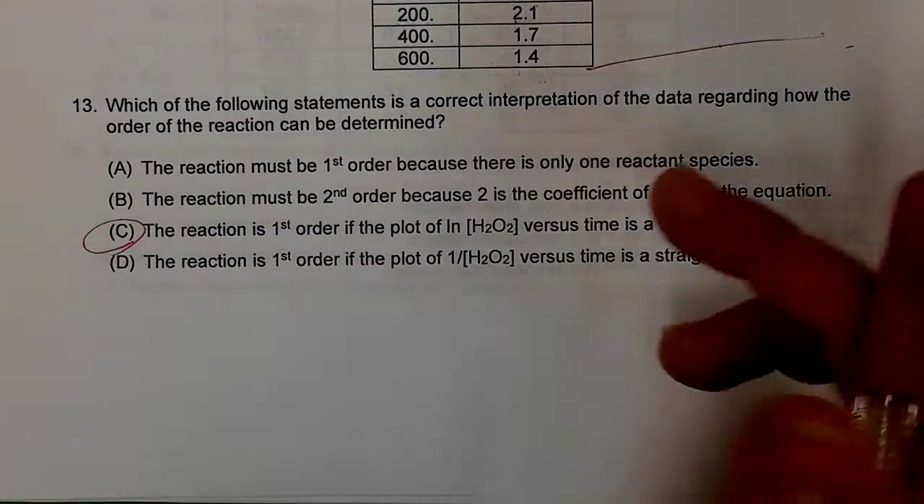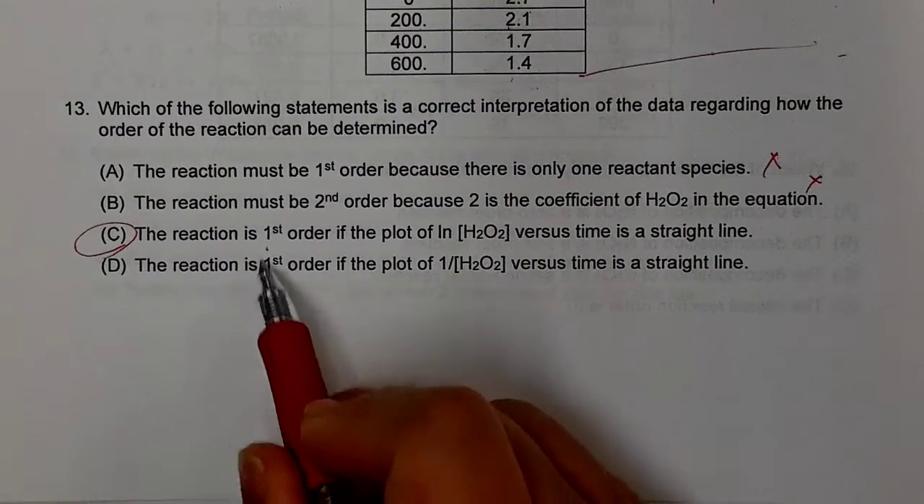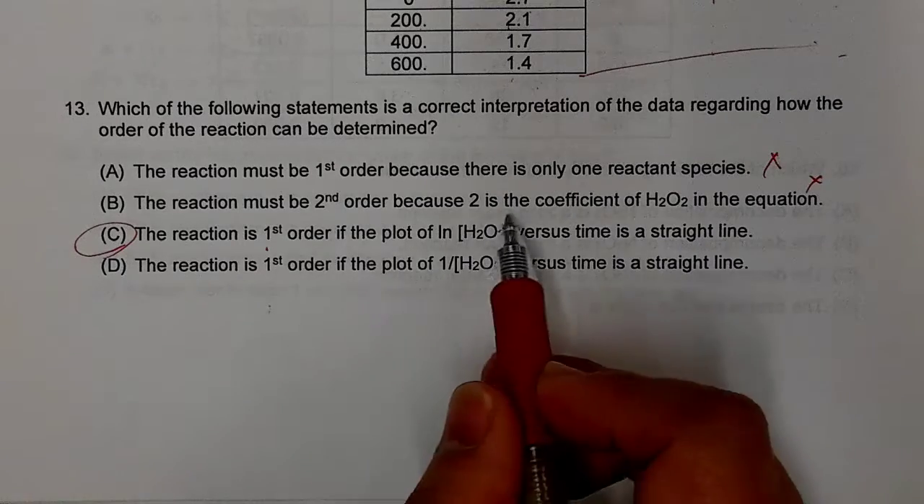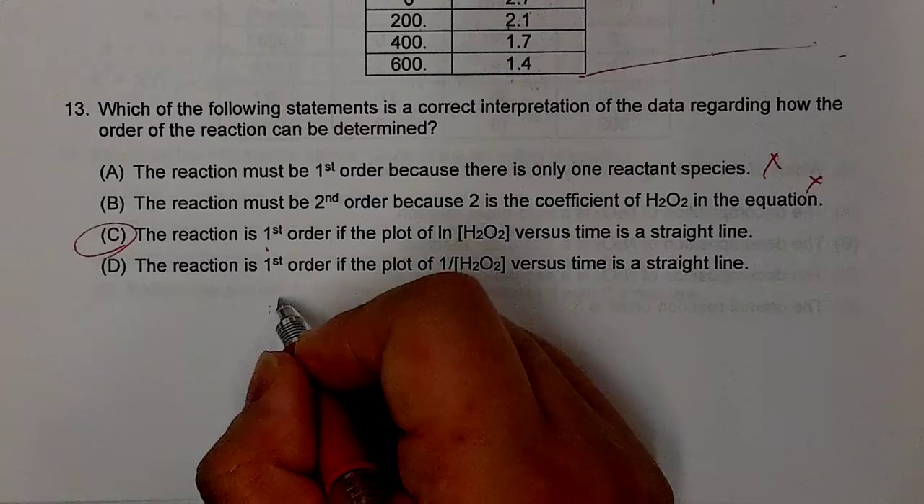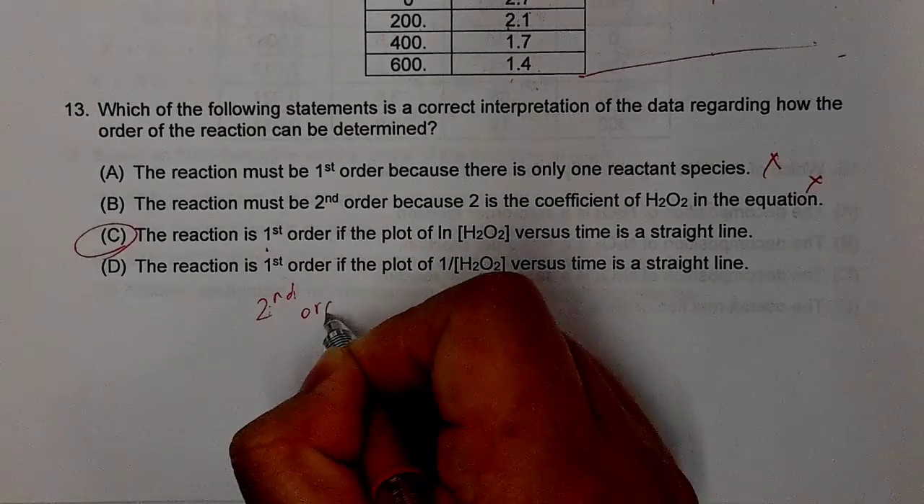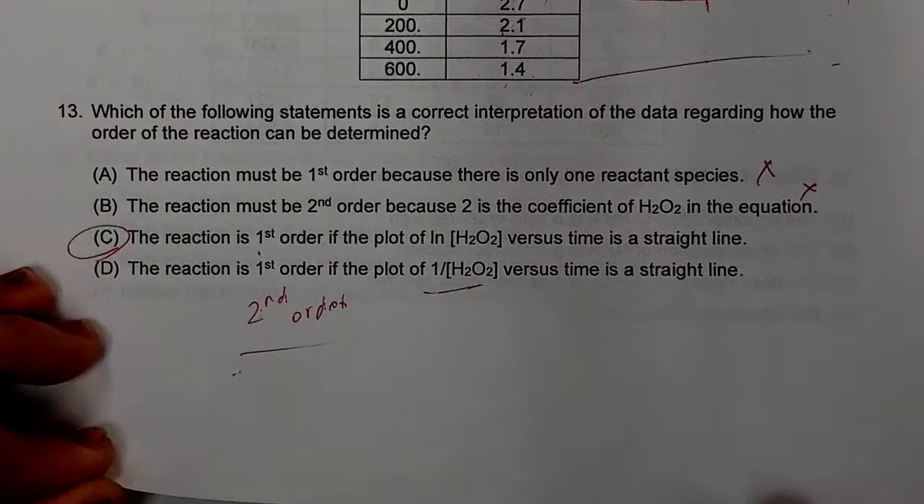So that means my A is out, my B is out. My C and D: first order is ln, first order is not 1 over. 1 over is second order. That would be this. Okay? Alrighty. 14.